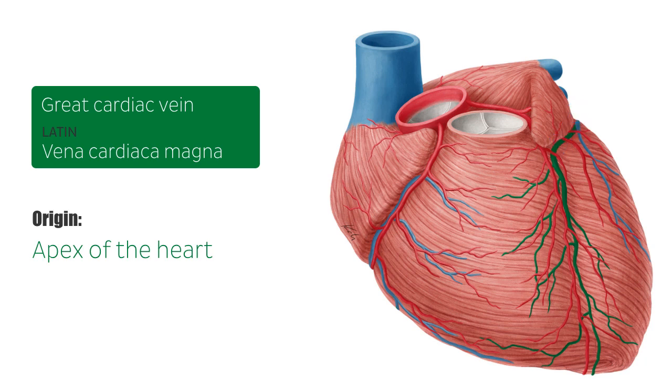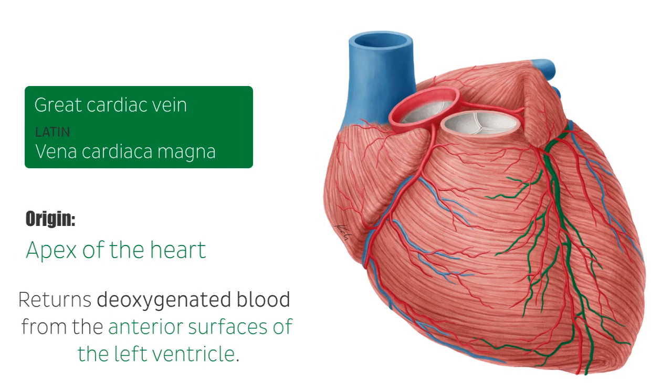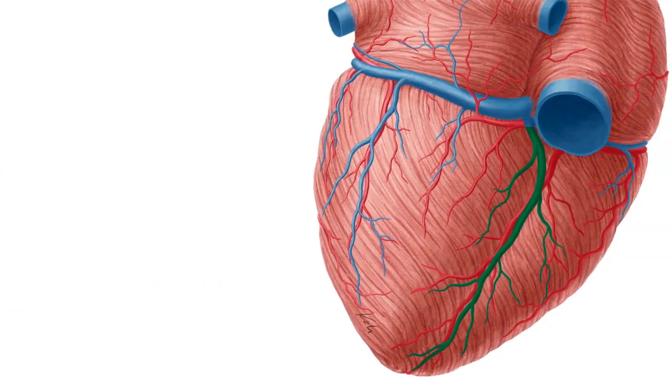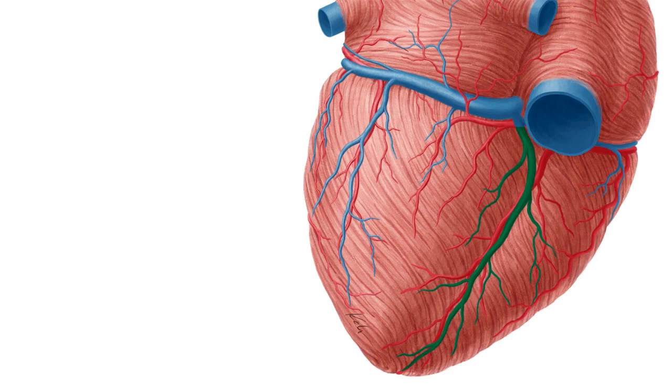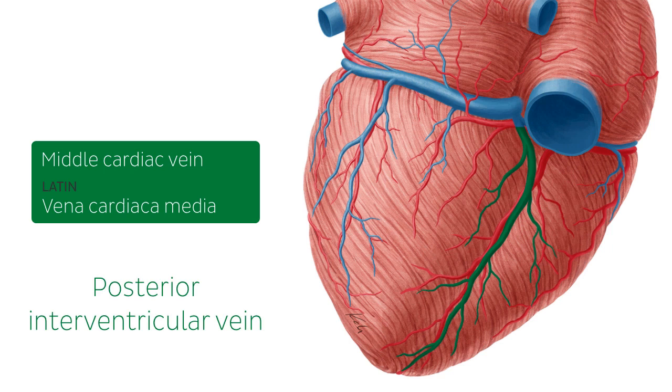This cardiac vein returns deoxygenated blood, metabolic waste products to be more specific, from the anterior surfaces of the left ventricle. For the next structure that we're going to be highlighting, from a posterior inferior view of the heart, we're seeing the middle cardiac vein. As you can see here, this is the next one that will be returning blood to the coronary sinus. It is also known as the posterior interventricular vein.